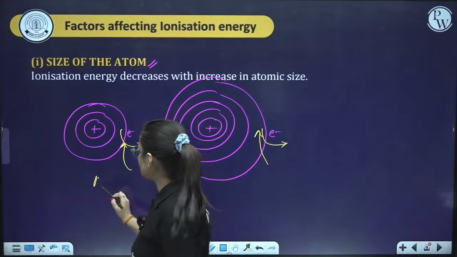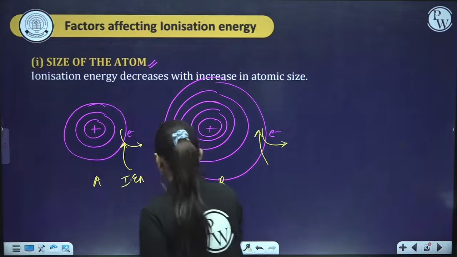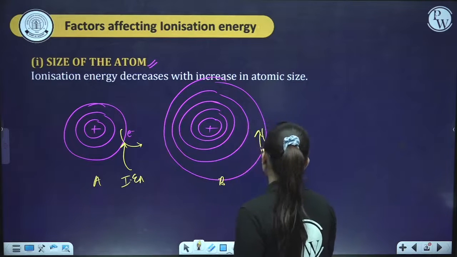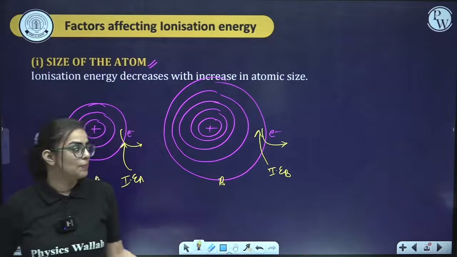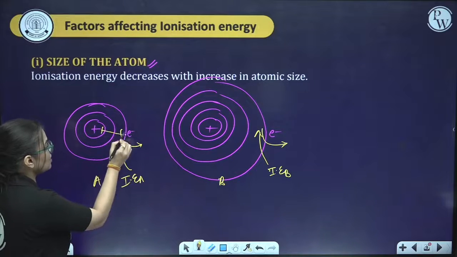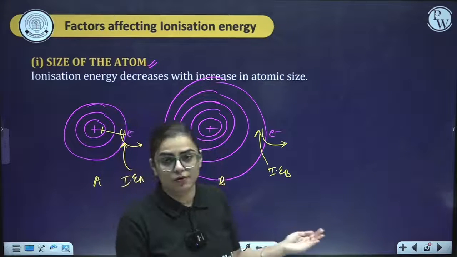Let us consider this is A atom, this is B atom. So is the ionization energy for A greater, or is the ionization energy for B greater? Ionization energy and ionization enthalpy are the same thing, right? So see, students, what happened? Here the distance between the center and the electron is very less, so it has a greater force of attraction.